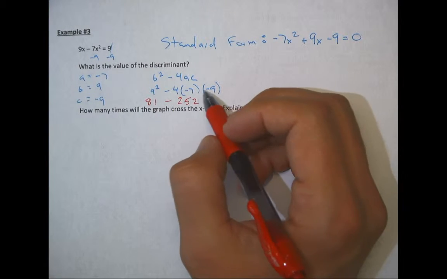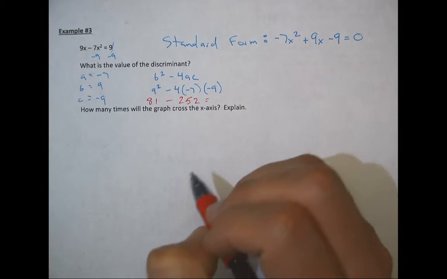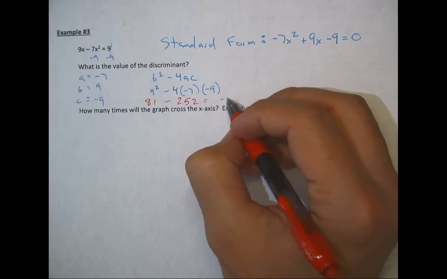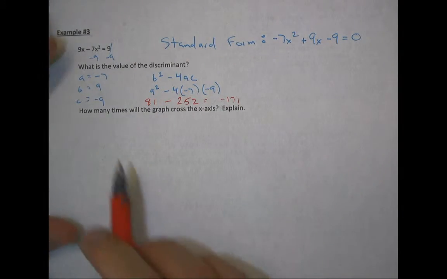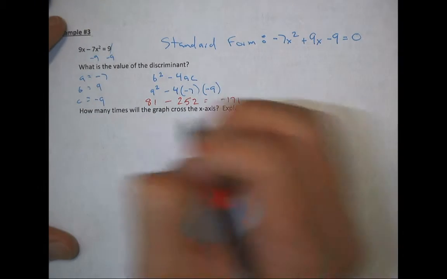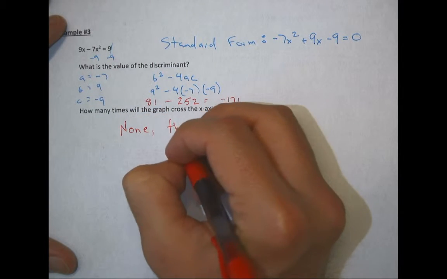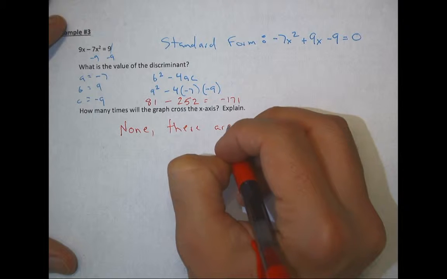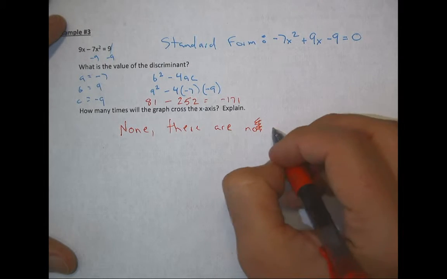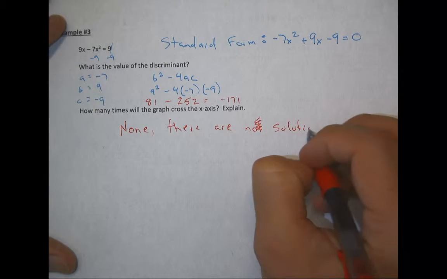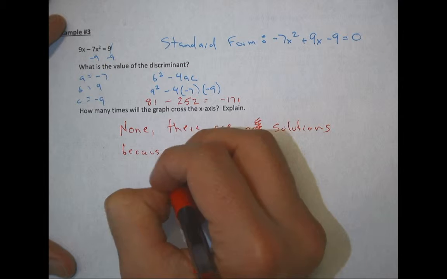If you had done it all together, you would have got a negative, and then you would have just written minus because you got a negative, but that's a different way to approach it. So when I subtract these, I'm going to get -171. So I'm going to get a negative number. So according to our properties, how many times will this cross the x-axis? None. There's no solutions. Because the discriminant is negative.